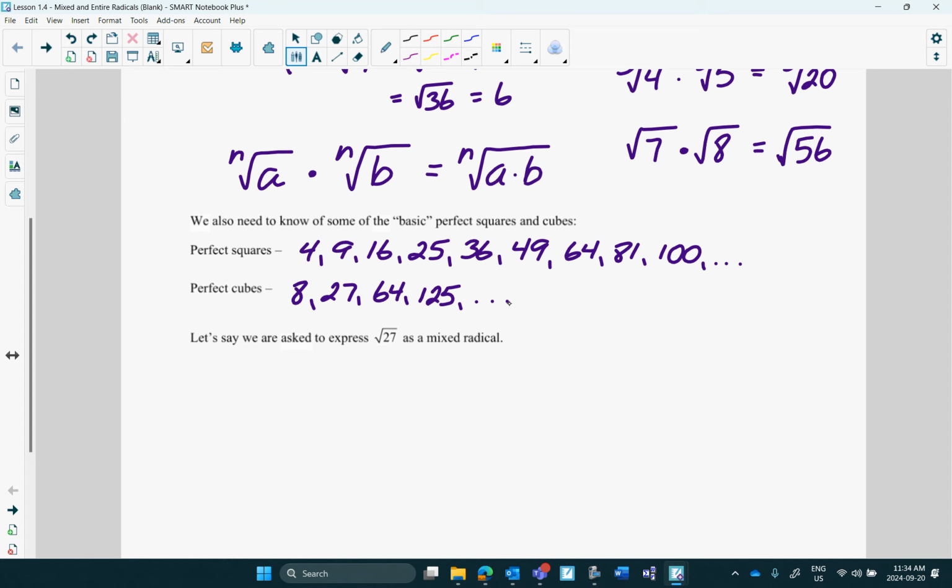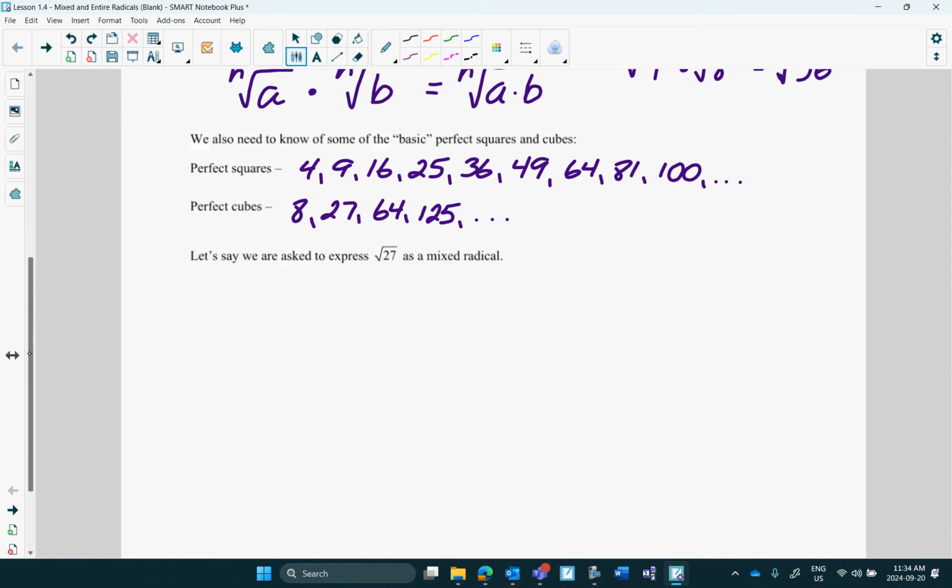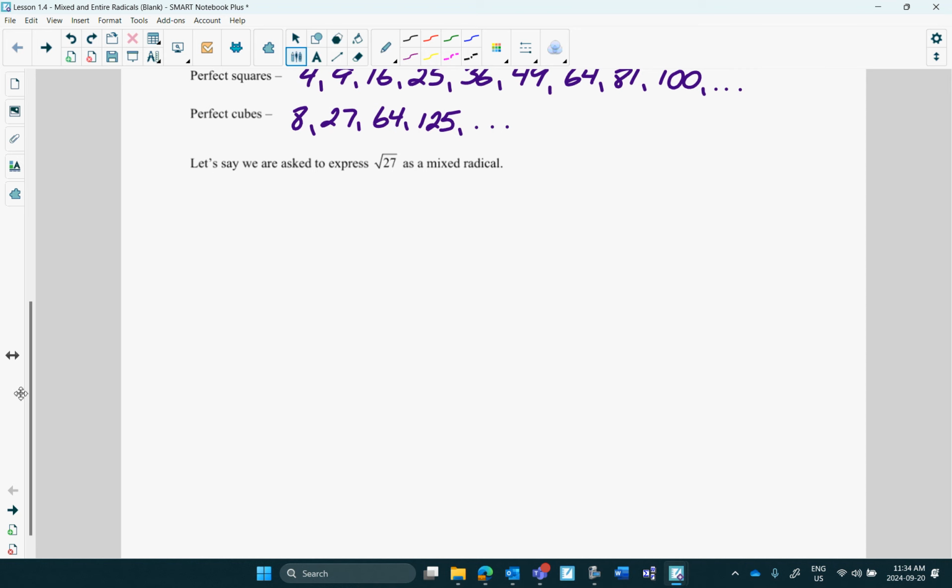Okay, so let's practice with a few of these, now that we know the 2 things we need. So often you will see the instructions look like this. It will give you an entire radical, square root of 27, and ask you to write it as a mixed radical. We're dealing with square roots. Remember, this never means use a calculator and round it. Never.